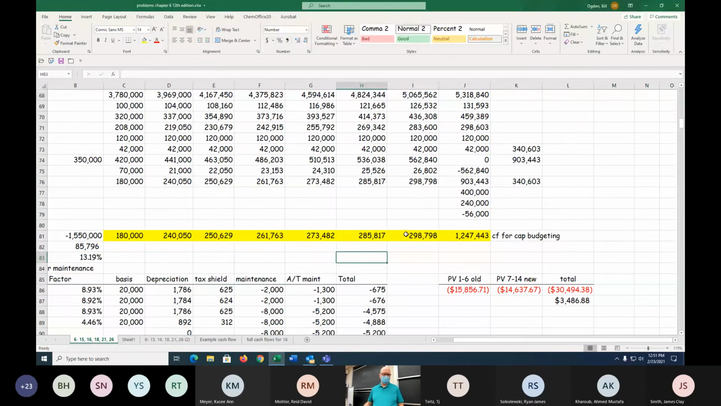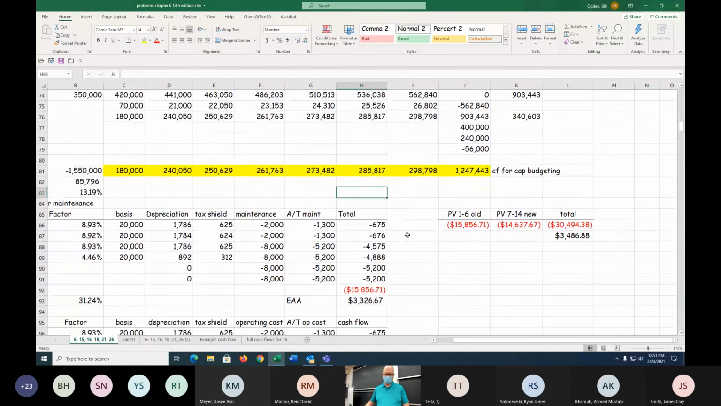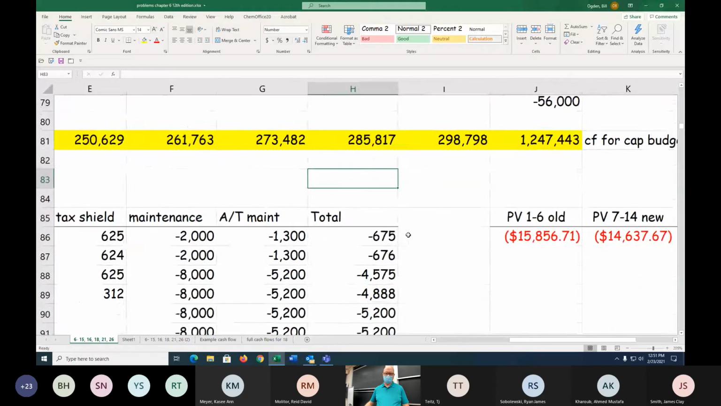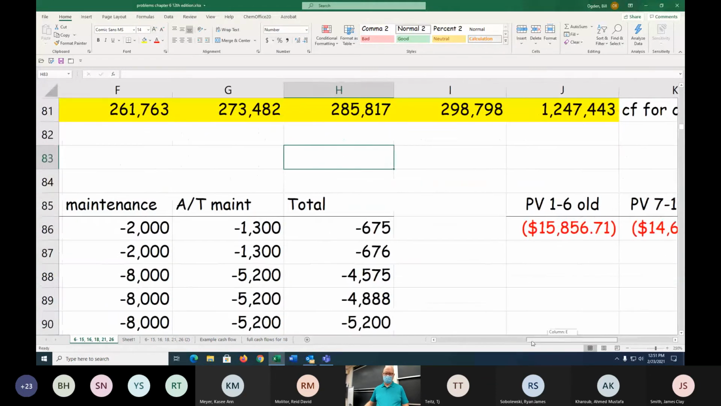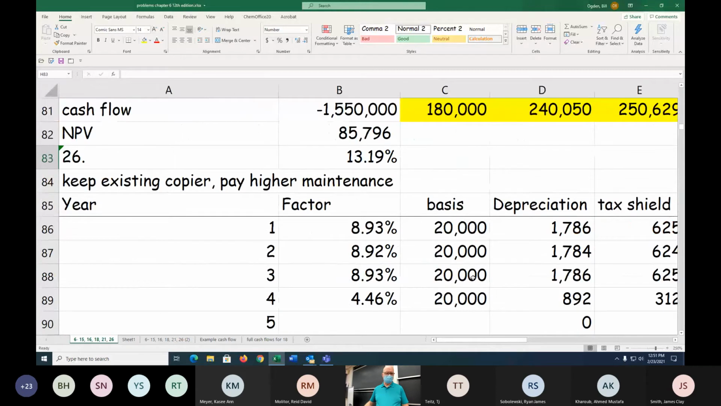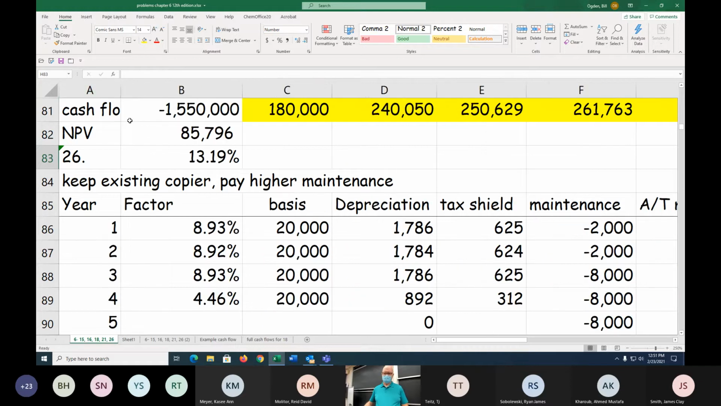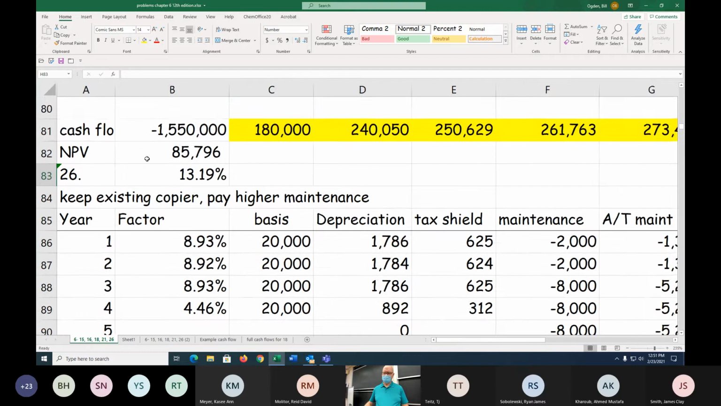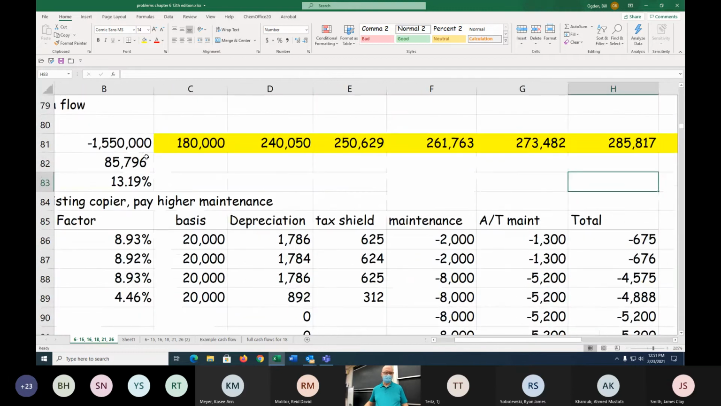Let's move on then and work with the copier. Let's see if I can shrink this a little bit. That still didn't work. Okay, I'll come down a little bit. All right, anyway.